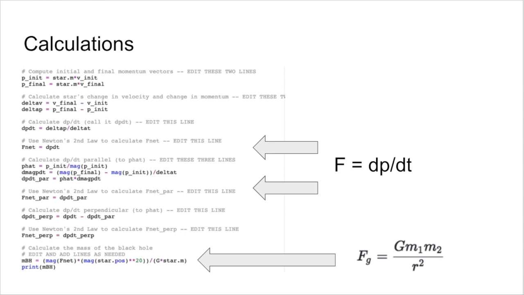Then we can find the parallel and perpendicular components of that net force. And then at the bottom here, you can see that we moved around the equation from Newton's universal law of gravitation to find the mass of the black hole.